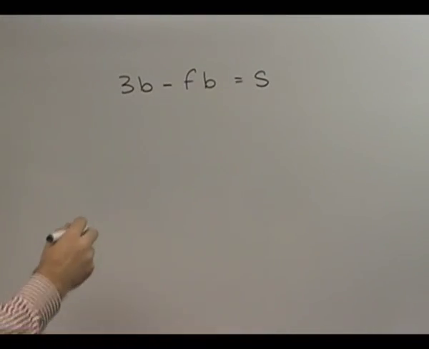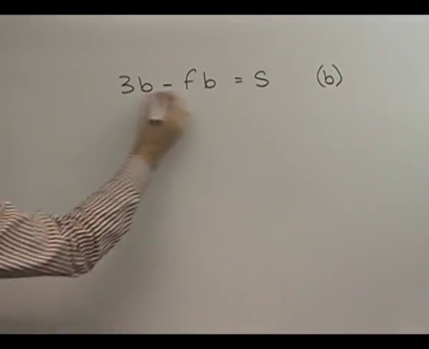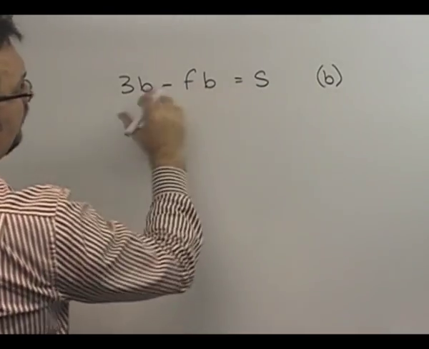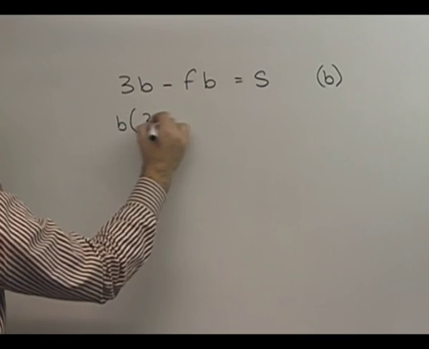Start with a nice easy one. Here you've got to make b the subject. Can't make b the subject until we factorise, because if I add fb on that side or something like that, I'll still end up in a muddle. So I'm going to take b out as a factor.